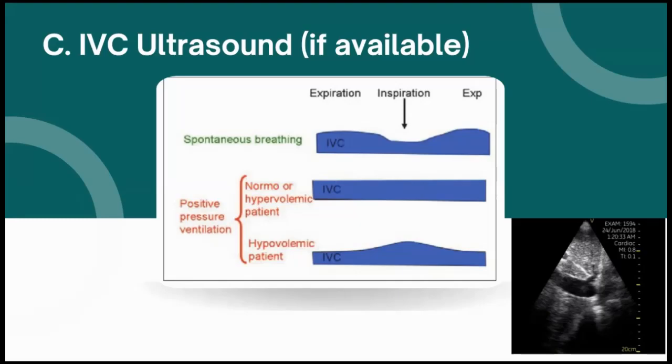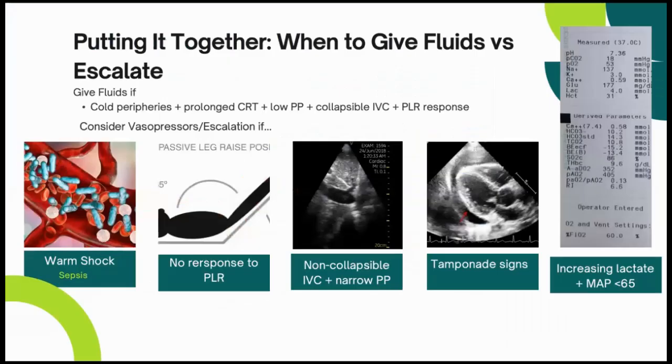Right. So this is how you look at it. You can see spontaneous breathing, and this is positive pressure ventilation. So this is either a hypervolemic patient or a normovolemic patient, where you don't see a collapsing IVC. In hypovolemia, with positive pressure ventilation, you will see an inspiratory and expiratory difference. So that is how you do it. If you put all the things together, how do you decide how much fluid to give and when to escalate?